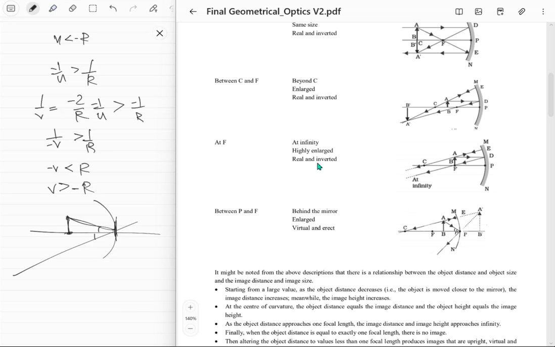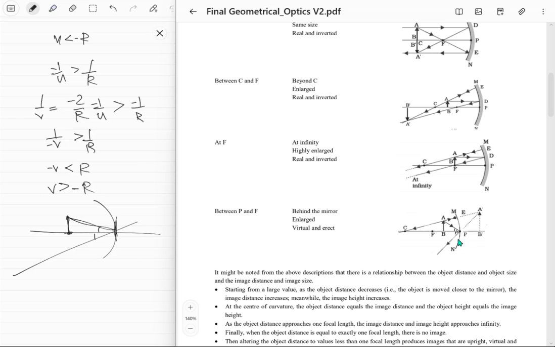But of course, true infinity is never practical. It's just a really far away distance. That's what you're saying, okay? Real and inverted, of course, we can see it's inverted, and it's real because all these three rays are actually going over there, right?